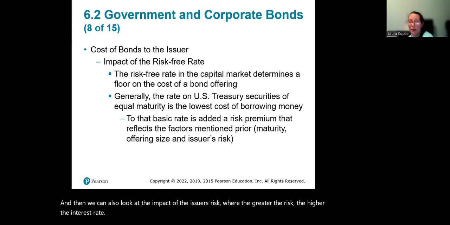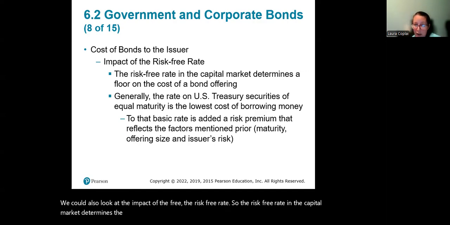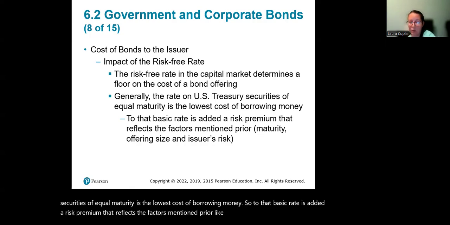We could also look at the impact of the risk-free rate. The risk-free rate in the capital market determines the floor on the cost of that offering. Generally, the rate on U.S. Treasury securities of equal maturity is the lowest cost of borrowing money. So to that basic rate is added a risk premium that reflects the factors mentioned prior, like maturity, offering size, and issuer's risk.